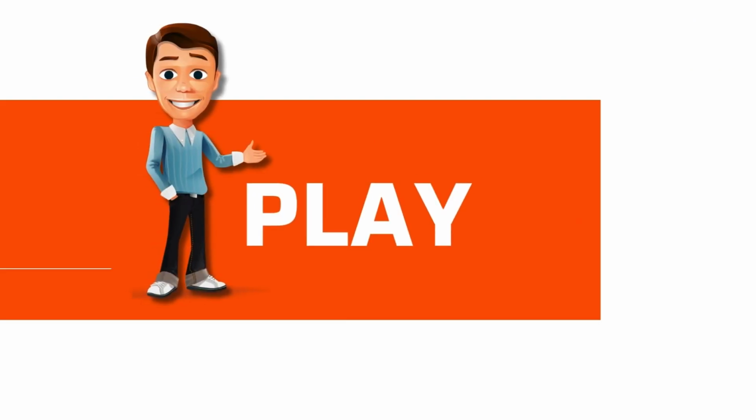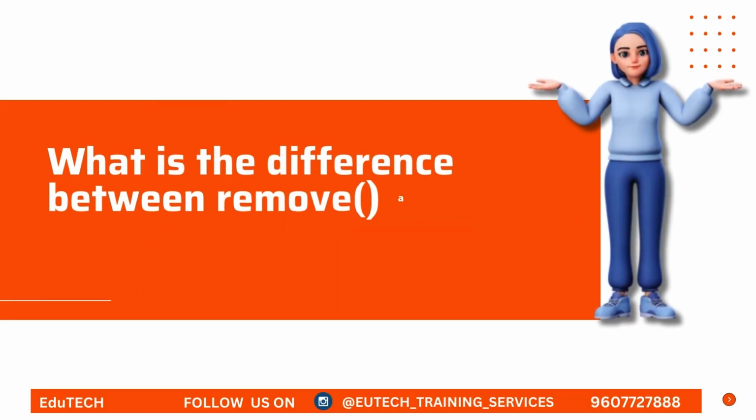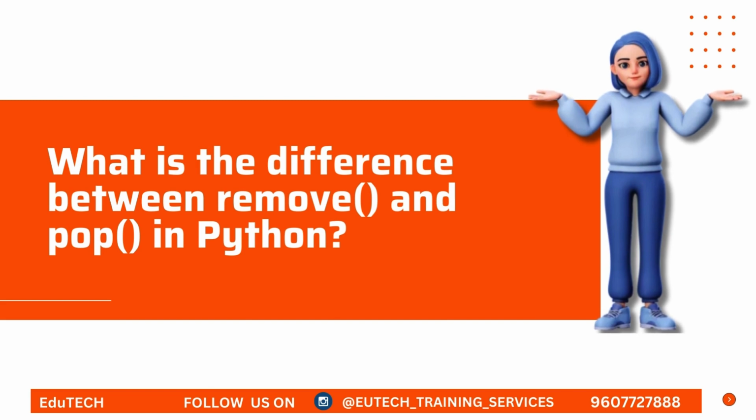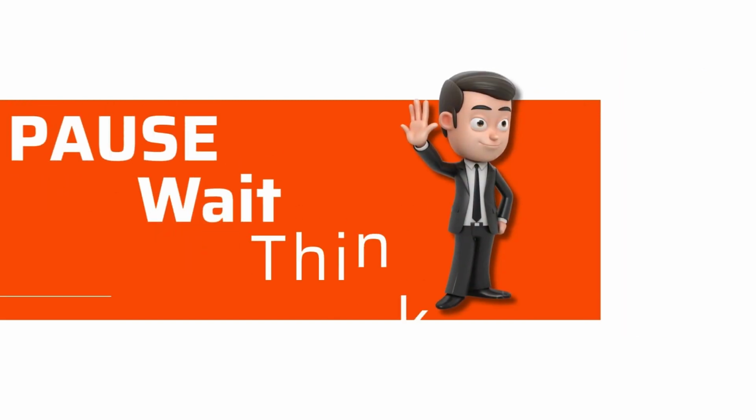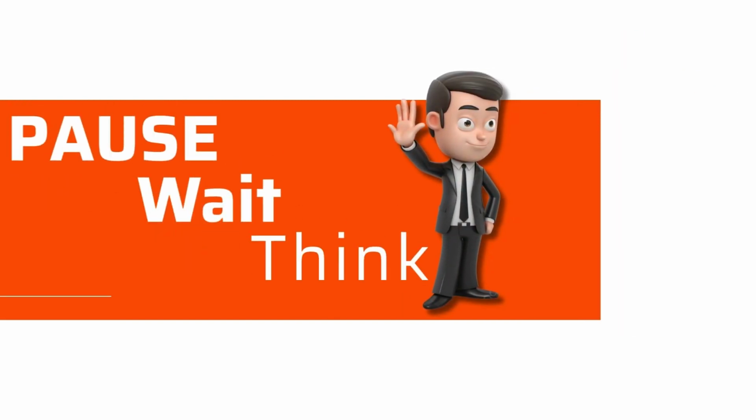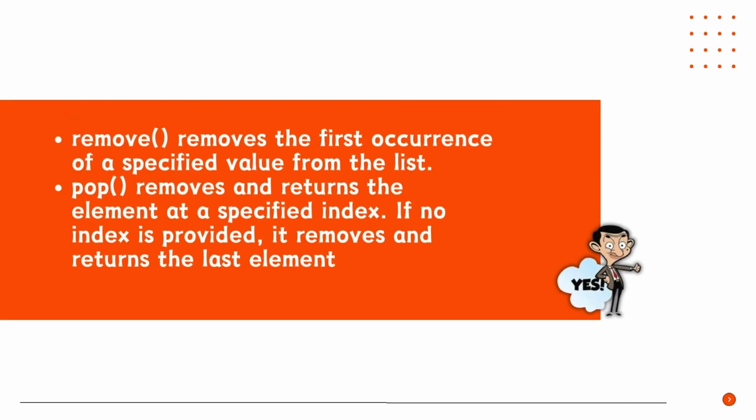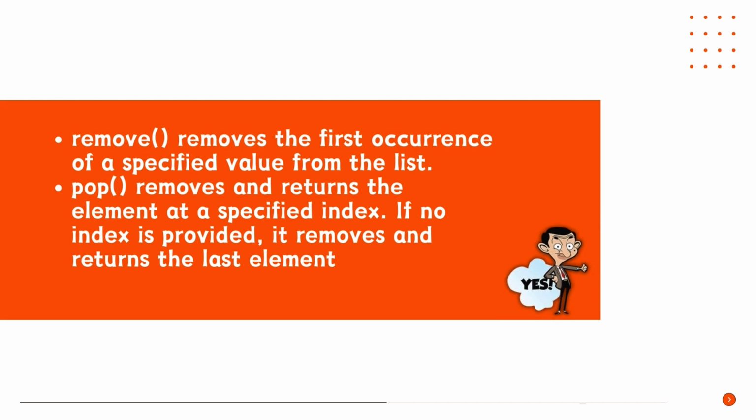What is the difference between remove and pop in Python? Remove removes the first occurrence of a specified value from the list. Pop removes and returns the element at a specified index. If no index is provided, it removes and returns the last element.